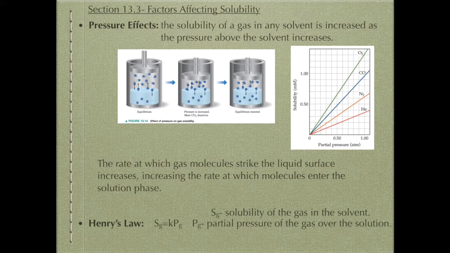Pg, that's the partial pressure of the gas over the solution, which in the figure above is increased by decreasing volume. And finally, k is your Henry's law constant. Now, notice that what this is saying, based on what we've already learned from gas laws, is that solubility of a gas is directly proportional to the partial pressure of the gas over the solution. So that's the first factor that we're going to study in this lesson.